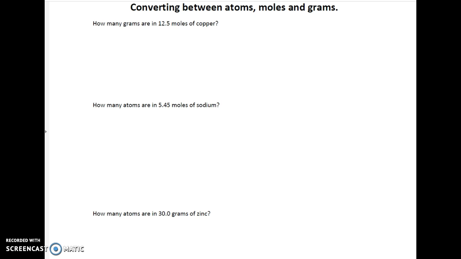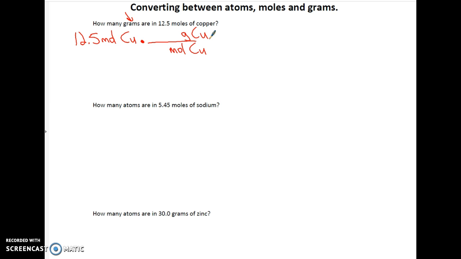How many grams are in 12.5 moles of copper? Just like any other conversion, always start off with the number and units that you are given. So 12.5 moles of copper. Since you start off with moles of copper, that's what goes on the bottom, moles of copper. And what we're looking for is grams. So we'll put that up top, grams of copper.